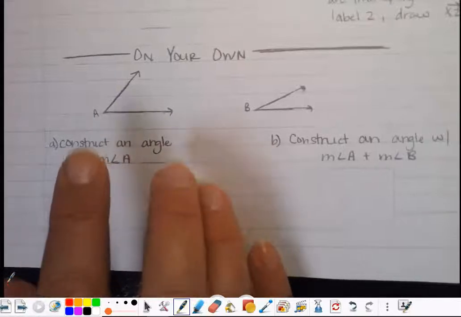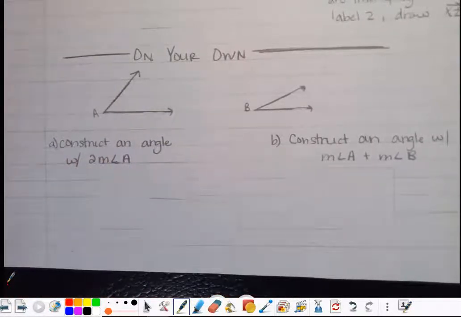So you're going to have to put angle A on it. Like if I was doing this with a drawing, I would have angle A, and then I would have another angle A. So how are you going to work that out together in a construction? And then B, construct an angle with the measure of angle A plus angle B. So you might have angle B, although that's probably bigger, and then you would have the measure of angle A here.